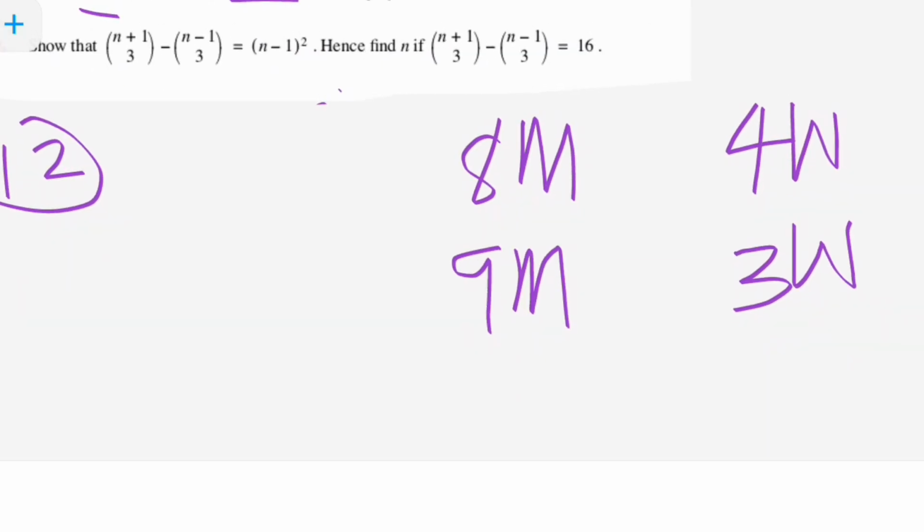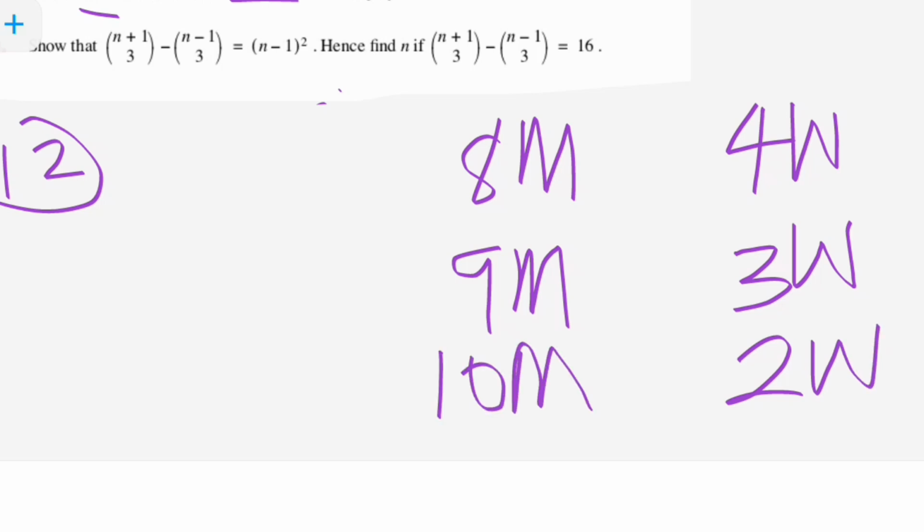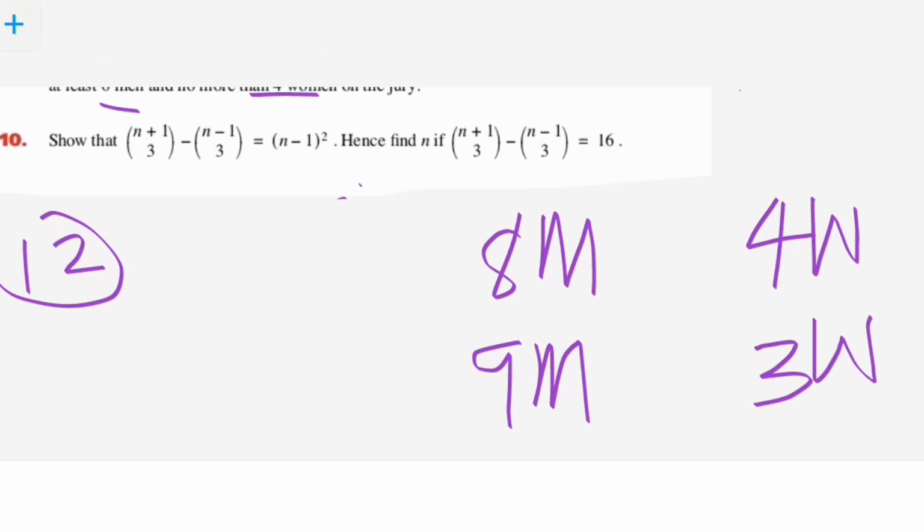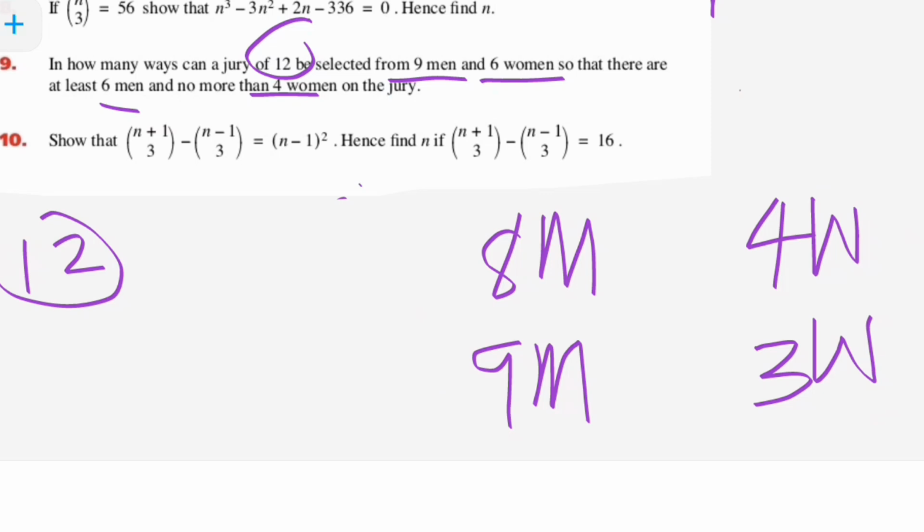Then you can also have 2 women and the number of men should be 10 to make it 12. But you see that this option is not possible because you cannot have 10 men. The maximum that you have in that question is 9 men. So these are only the 2 ways you can have it. So you just do these combinations, then add the 2 answers together.